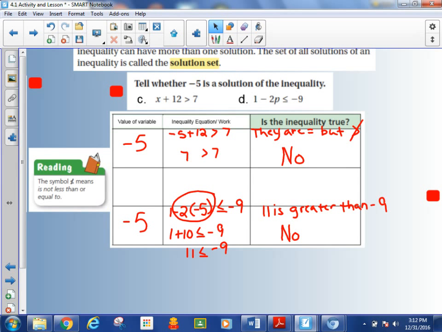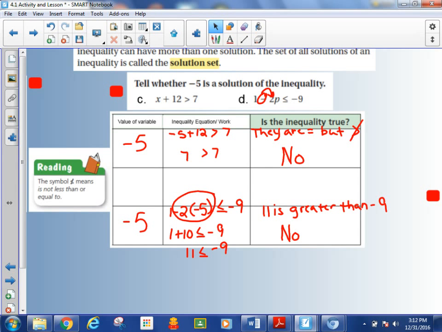And then the second one, when we put -5 in there, the key thing to remember is that when you substitute in and you had y minus 2, that negative sticks with the 2. So when I multiply that out, that would be a -2 times a -5, which would give me a positive 10. So then 1 plus 10 gave me 11 for the left side. Is 11 less than or equal to -9? That would also be a no, because 11 is actually greater than -9.